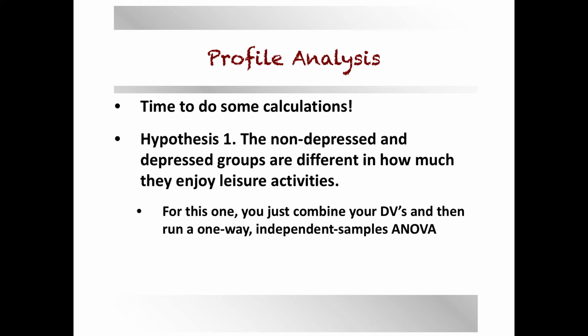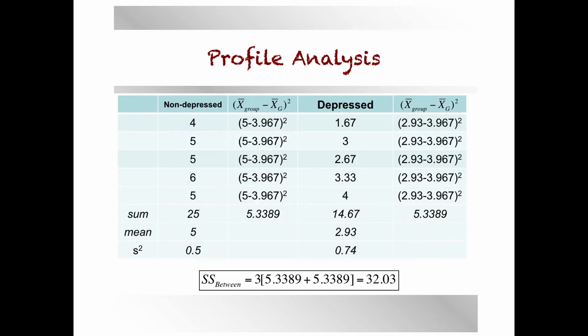All right. Time to do some calculations. For the first hypothesis, we're going to combine our DVs together. Why do we do that? Well, we're just looking at leisure activities, so we're not interested in the differences between reading, dancing, watching TV. We're just combining them together. Literally what we do is we take our 3 scores per person and average them and feed them into an independent samples ANOVA.